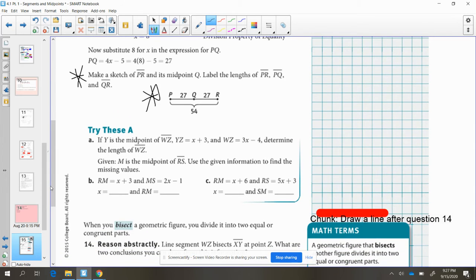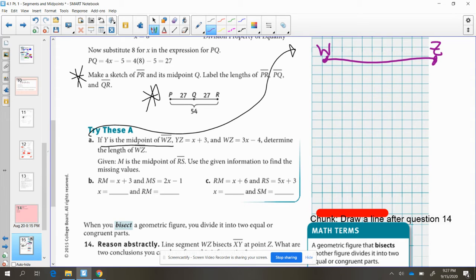Okay, so we're going to start with the try these part A. I'm going to draw it up here. And notice they're telling us that Y is the midpoint of segment WZ. So that's where we're going to start. We're going to draw segment WZ, and we are going to make midpoint Y in there. And we're going to mark our segment, the two pieces congruent, so we don't forget later that we were given this as a midpoint, so we know that the two smaller segments are congruent.